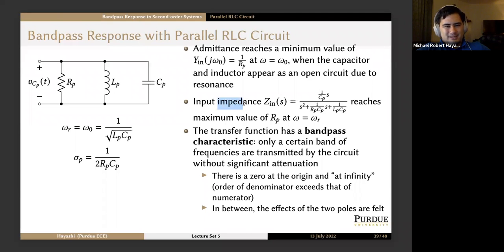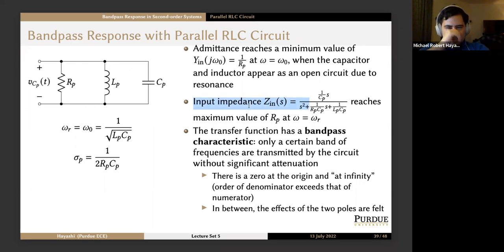So if you look at the input impedance, hopefully we are comfortable finding the admittance of an R, L, and C all in parallel. You'll get 1 over R sub P plus j times the quantity omega C sub P minus 1 over omega L sub P. Or if you think in s, you'll get 1 over R sub P plus sC plus 1 over sL.